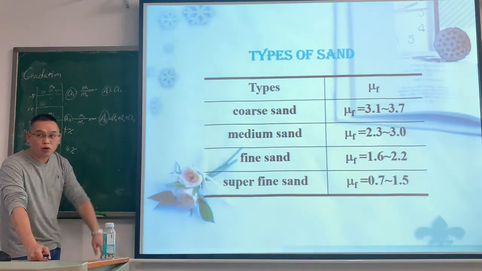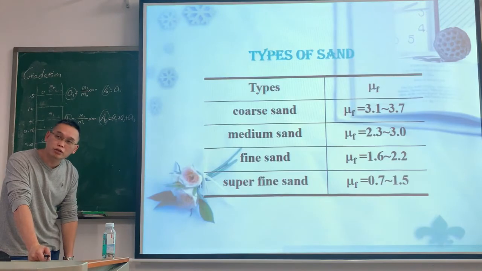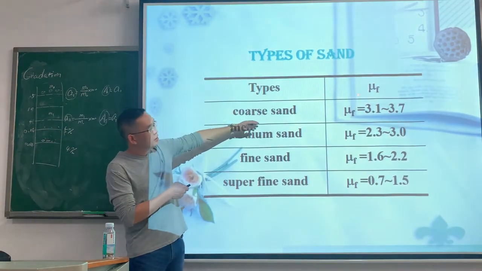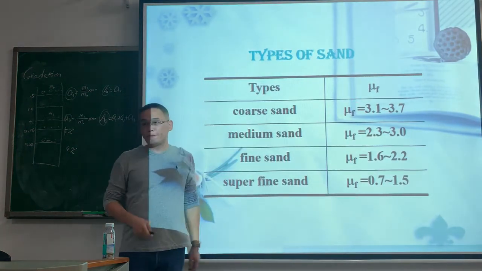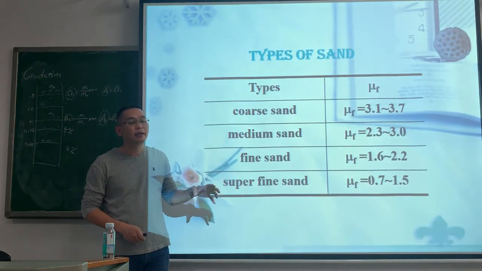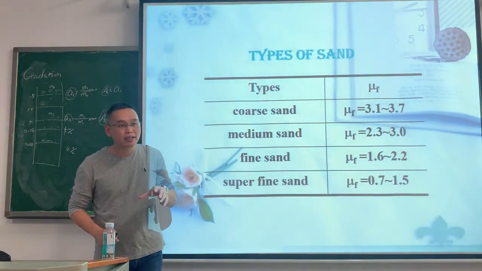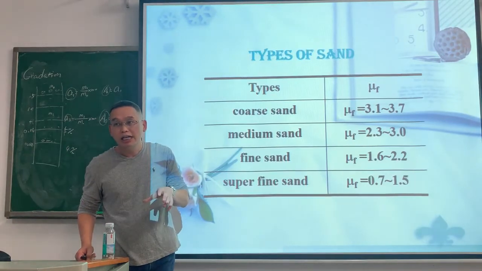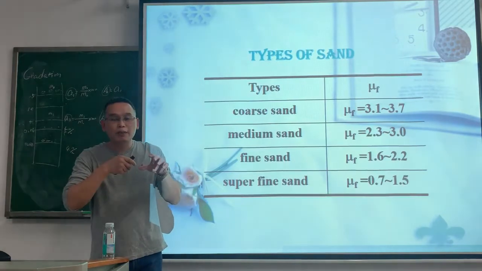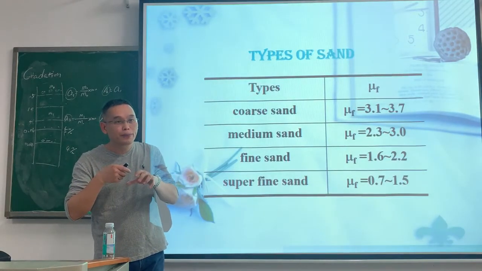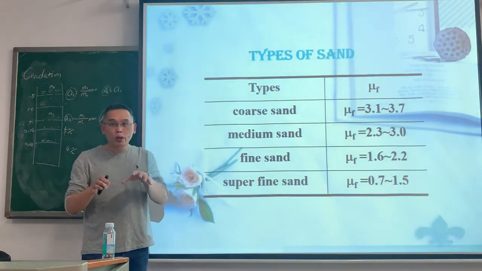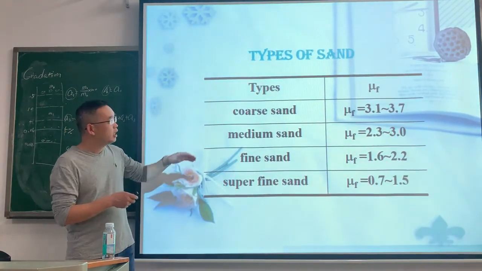Okay, from this table we can calculate that the fineness modulus is bigger, which means the aggregate is coarser. This value is bigger means the aggregate is coarser.